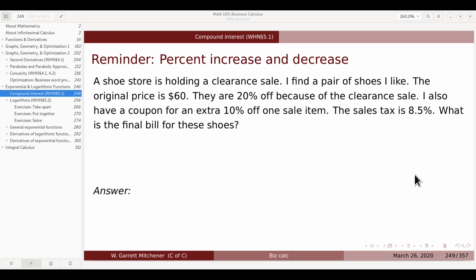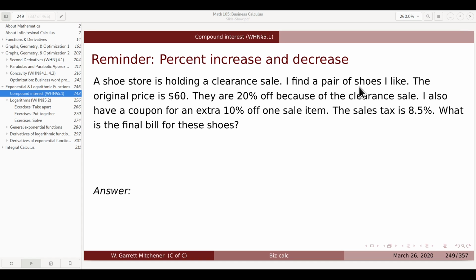They are 20% off because of the clearance sale. I also have a coupon for an extra 10% off one sale item. The sales tax is 8.5%, or at least it was at the time that I wrote this particular problem. What is the final bill for these shoes?